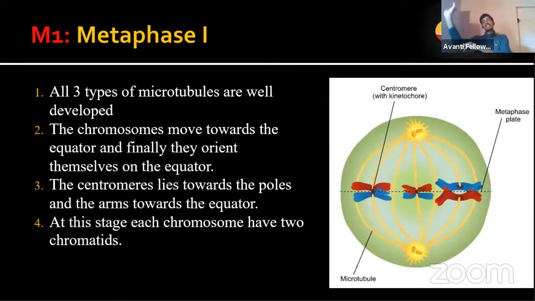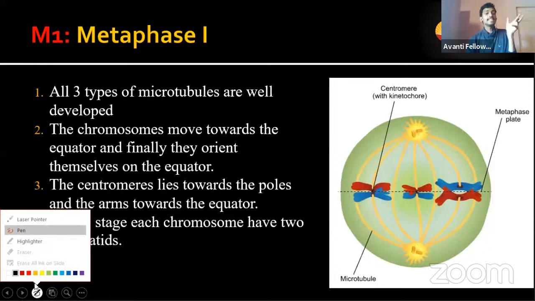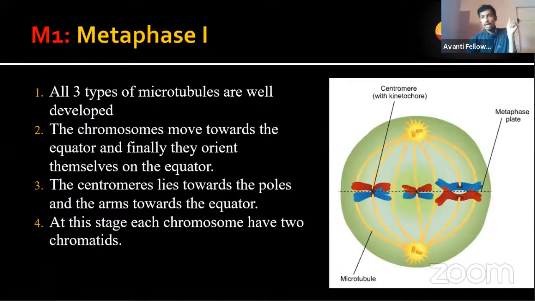From here, it's easy, but this metaphase is very important, because it's different from mitosis. So here, all 3 types of microtubules are well developed. What are those 3 different types of microtubules? You already know. Can anybody tell me what the 3 different types of microtubules are? If you don't know, just put don't know. Okay, no issue.